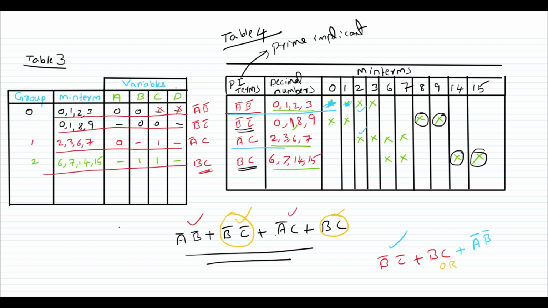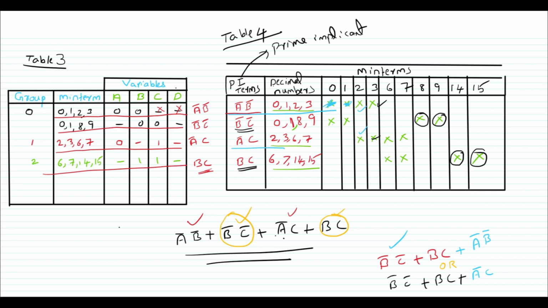Our answer should be like this: B bar, C bar plus BC plus A bar, C. So this is the alternate answer. So 2 can be available in either A bar, B bar or A bar, C. We don't want to write both. Similarly, 3 should be either available in A bar, B bar or A bar, C.